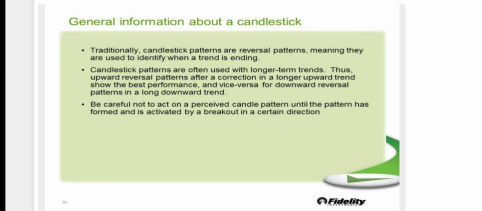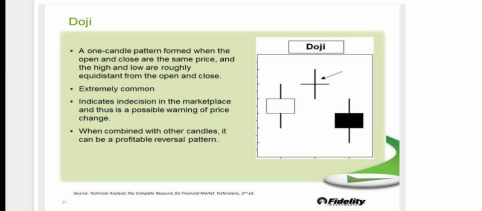So let's talk about the most common, the one most people know about if they know anything about candlesticks, the doji. The doji is a one candlestick pattern formed when the open and close are around the same price, and the high and low are roughly equidistant from the open and close. This is something you'll see very commonly on charts. It does indicate indecision in the marketplace, and it's also a possible warning sign of price change, especially with a trending security. If it's in a sideways market, it's going to be much more insignificant in that kind of environment. And it just looks like a big plus sign. It does indicate indecision because it opens and closes at the same spot and has some movement.